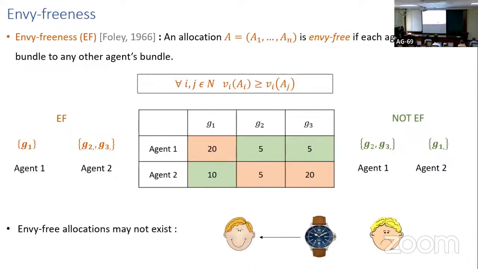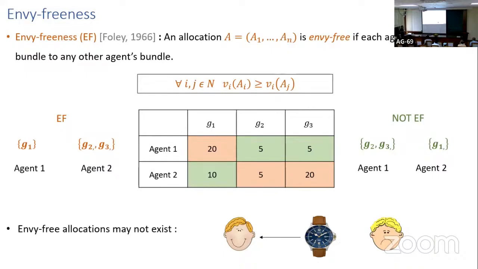On the other hand, if you look at the green allocation, where agent 1 gets G2, G3 and agent 2 gets G1, agent 1 envies agent 2, because agent 1 has value 10 for its bundle and it values agent 2's bundle at 20. I forgot to mention that we are assuming additive valuations in this example.